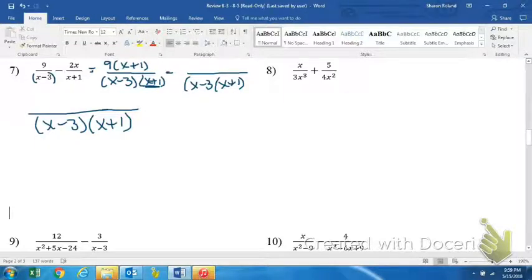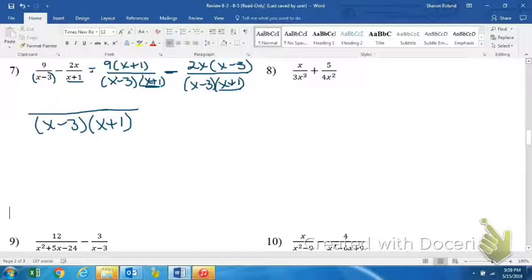Now go to the second number. It's minus. The 2x is there. X plus 1 is there, which we've added. But we added an x minus 3 to make it common. What you do to the bottom, you have to do to the top.